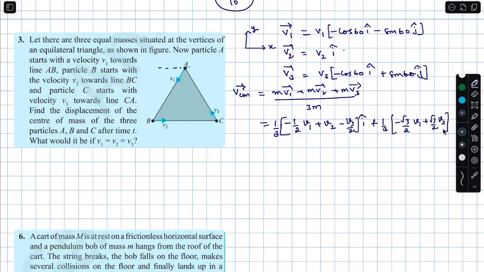That is the expression for velocity of center of mass. Find the displacement of center of mass of that. You gave me velocity of center of mass. So what is the displacement of center of mass? Displacement of center of mass is given as velocity of center of mass times t.